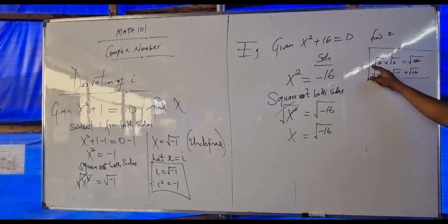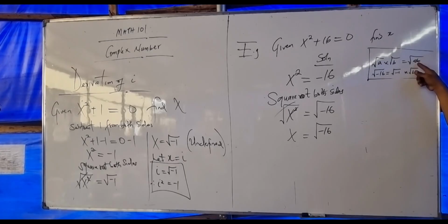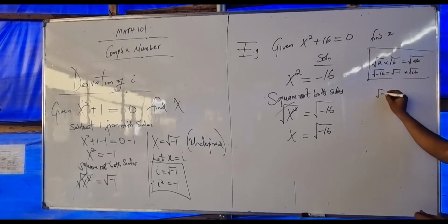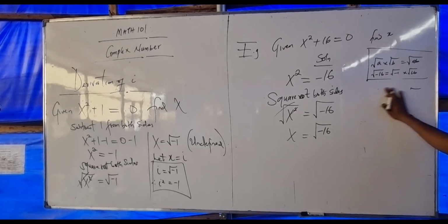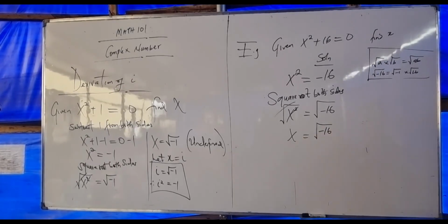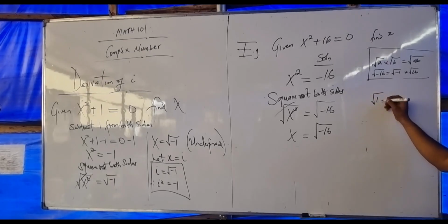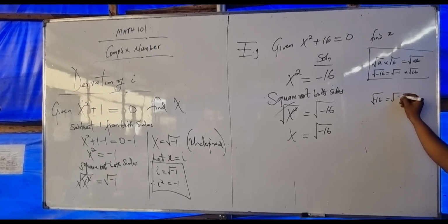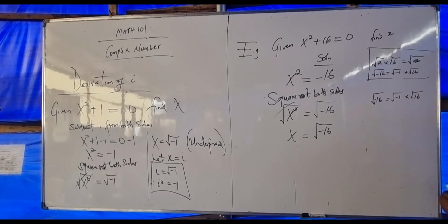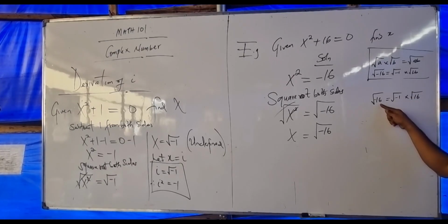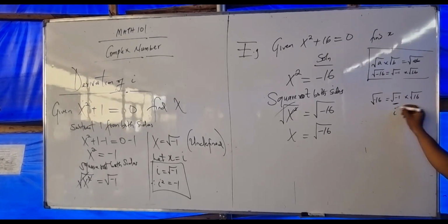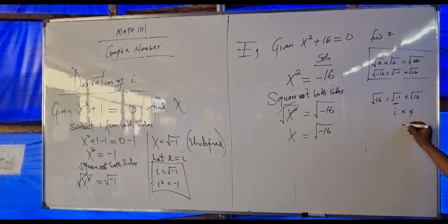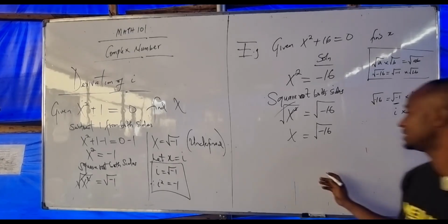This is the law of surds under multiplication that says root A times root B equals root AB. If I say root 2 times root 3, that gives us root 6. Do you understand? Now, we have root of minus 16. Root of minus 16 is the same as root of minus 1 times root of 16. You know why? Minus 1 times 16 is minus 16. Do you agree with that? Now, what do we define this as? It's i. Then i times 4.